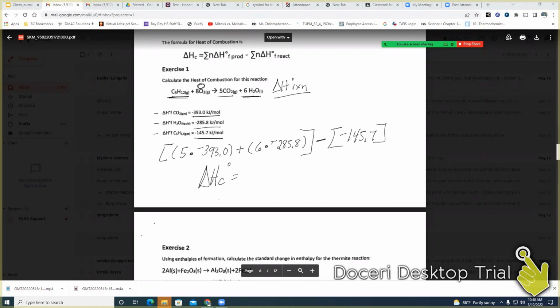As far as sig figs go, remember, we're either adding or subtracting. So we're looking for places behind the decimal. Since all of these values had one place behind the decimal, you would want your answer to have one place behind the decimal. So what did we get for our answer?